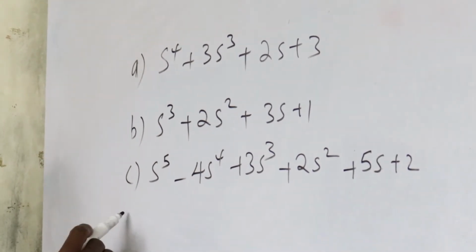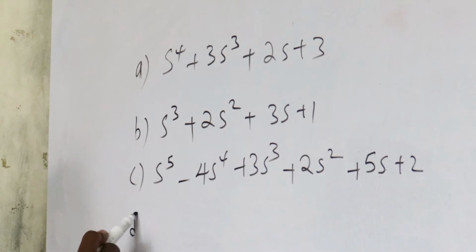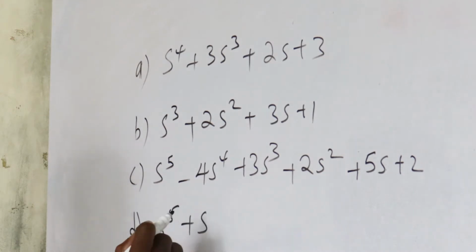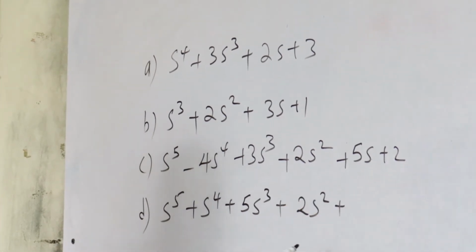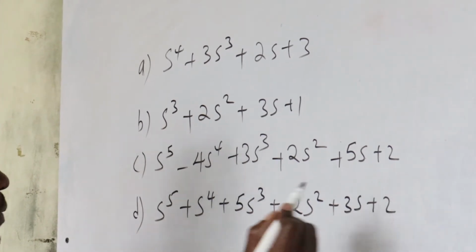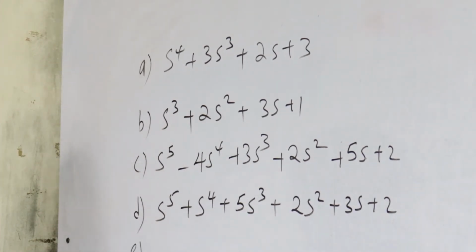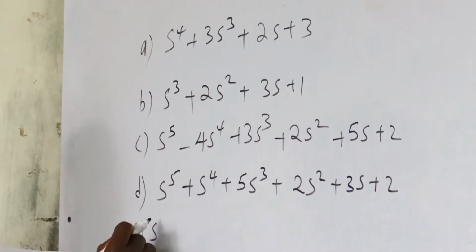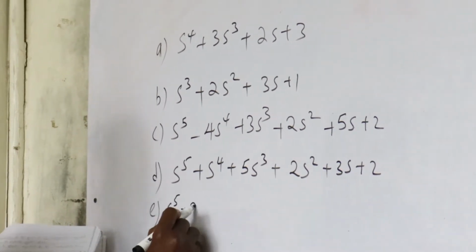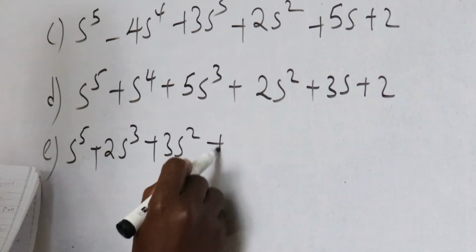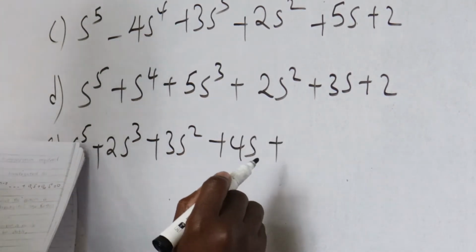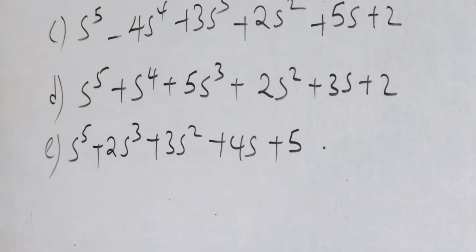So consider these ones as the characteristic equations of the polynomial. Then from there, we can take another one, D, s raised to power 5 plus s raised to power 4 plus 5s cubed plus 2s squared plus 3s plus 2. And finally, we can talk about E, which is s raised to power 5 plus 2s cubed plus 3s squared plus 4s plus 5. So we can look at those particular equations.